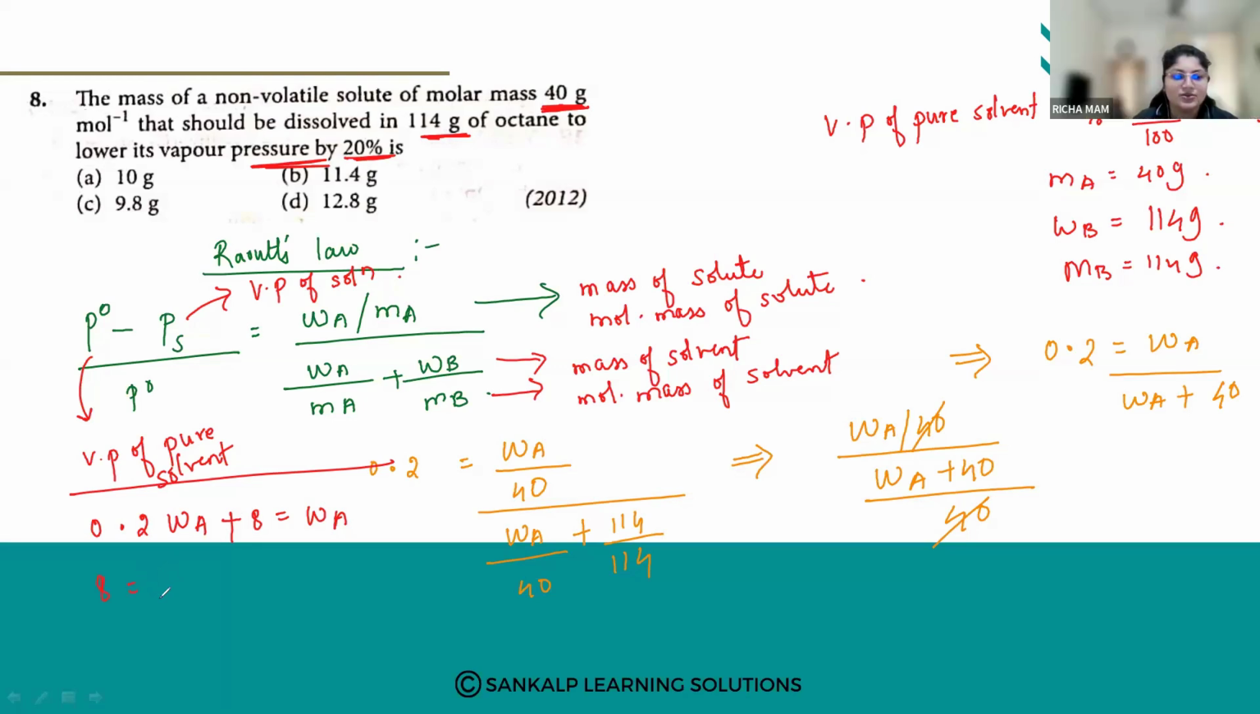8 is equal to WA minus 0.2 WA. So 8 is equal to 0.8 into WA.